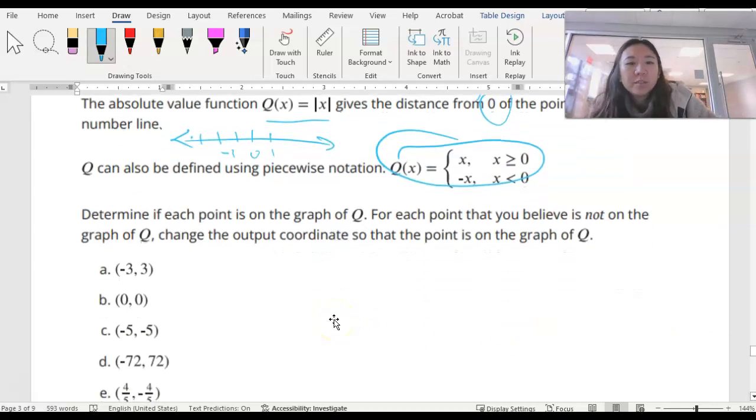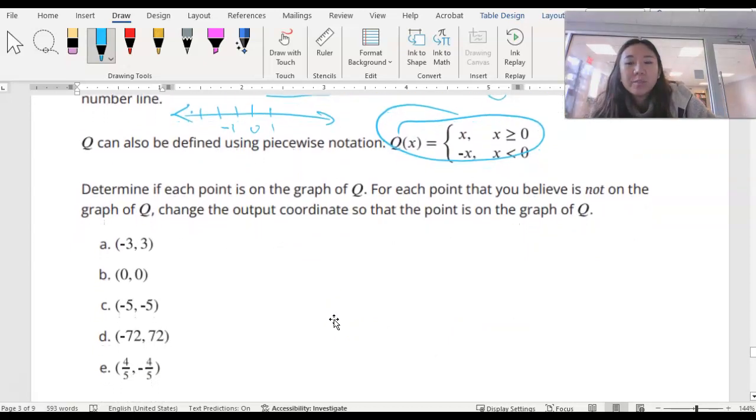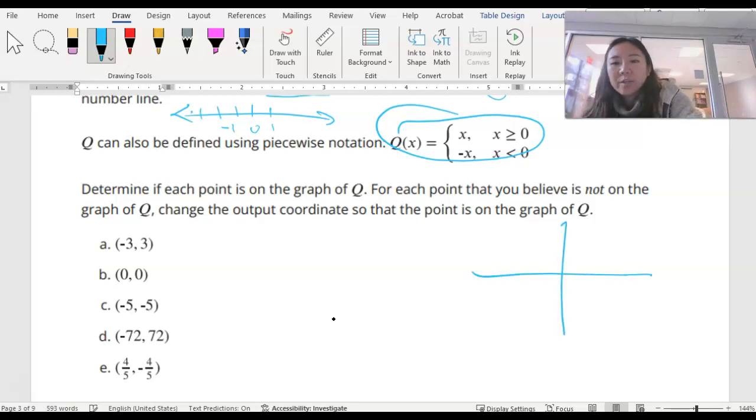Determine if each point is on the graph of Q. For each point, if you believe it is not on the graph, change the output coordinate. So in an absolute value function, we should always have positive y values, right? So -3, 3 would work because that would be over here and up here, and we know we need to have our V shape, right? So this is fine. 0, 0 is fine. That would be our vertex.